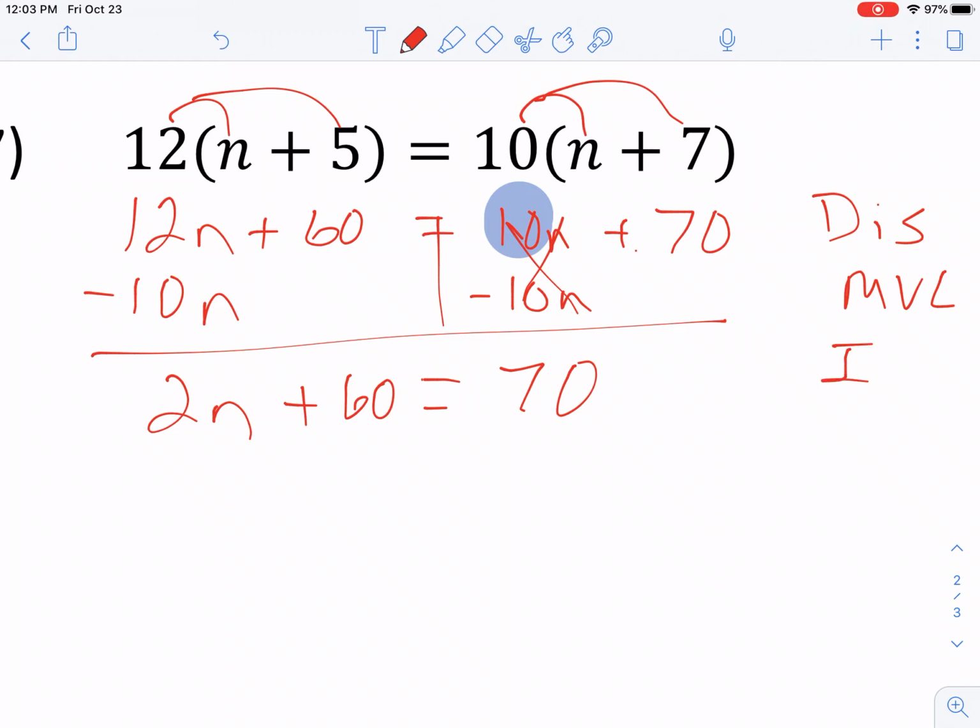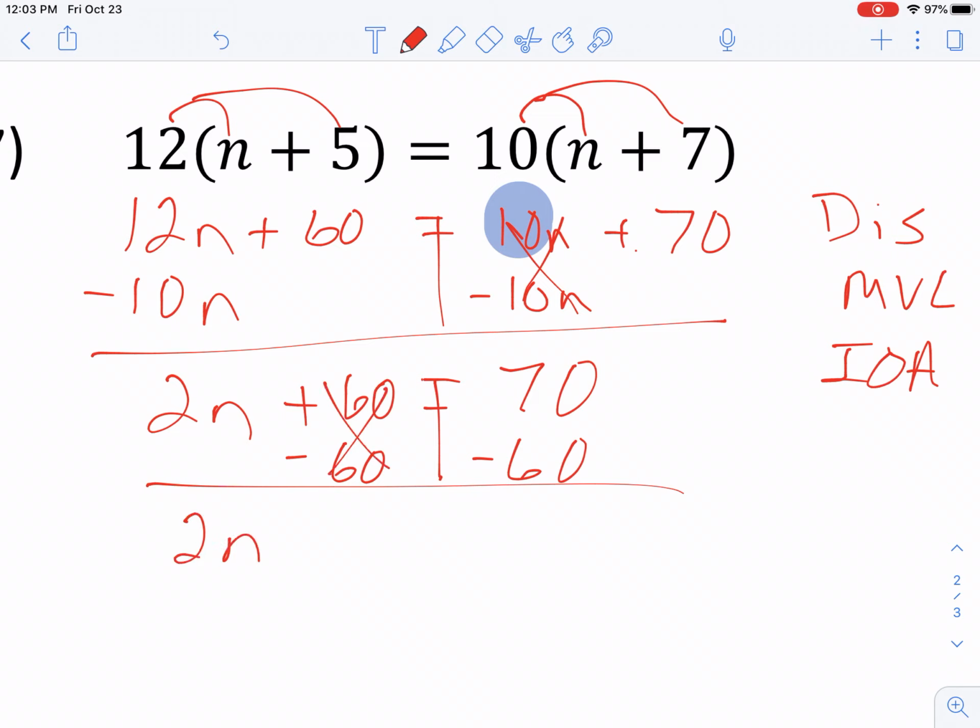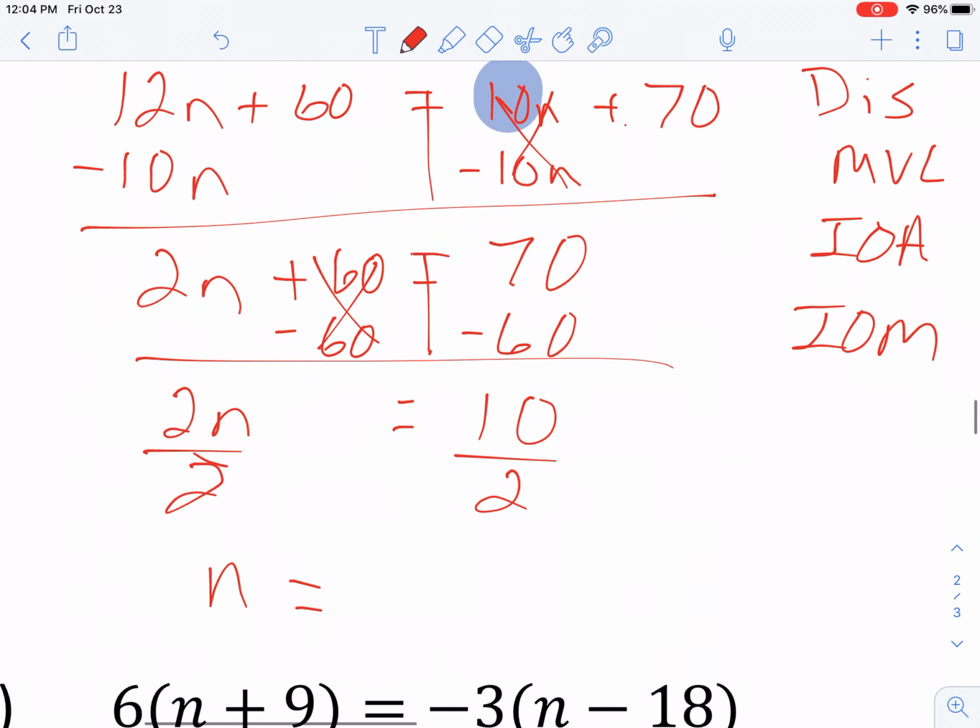And then we're going to do the inverse of addition and get rid of the plus 60. So to do that, I'm going to subtract 60 on both sides of the equal sign. 2n drops down, the 60's cancel, 70 minus 60 is 10, and then the last and final step is to do the inverse of multiplication, and I'm going to divide by 2 on both sides. N is now equal to 5, because the 2's cancel, and then 10 divided by 2 is 5.